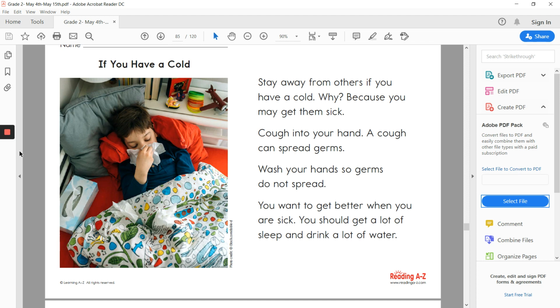Look closely. Do you see any signal words? An author or writer won't always include signal words, but think about the relationship between the details in the sentences. For example, cough into your hand. A cough can spread germs. If you cough into your hand, what is the effect? What is the effect when you wash your hands? What happens when you get a lot of sleep and drink a lot of water?